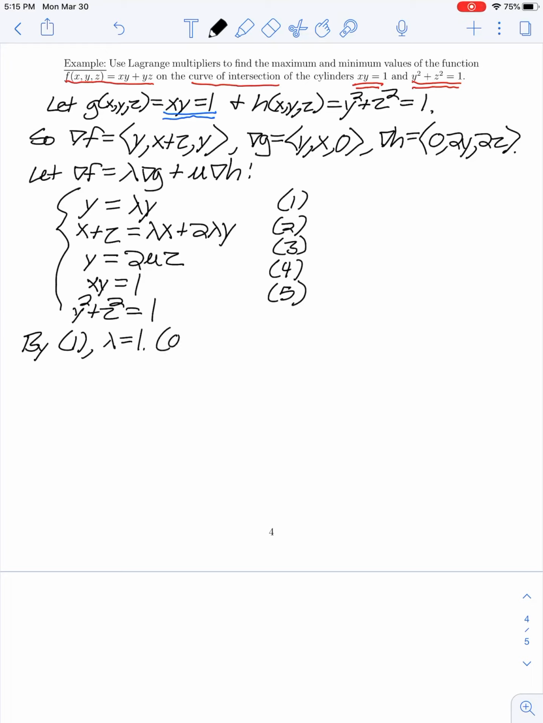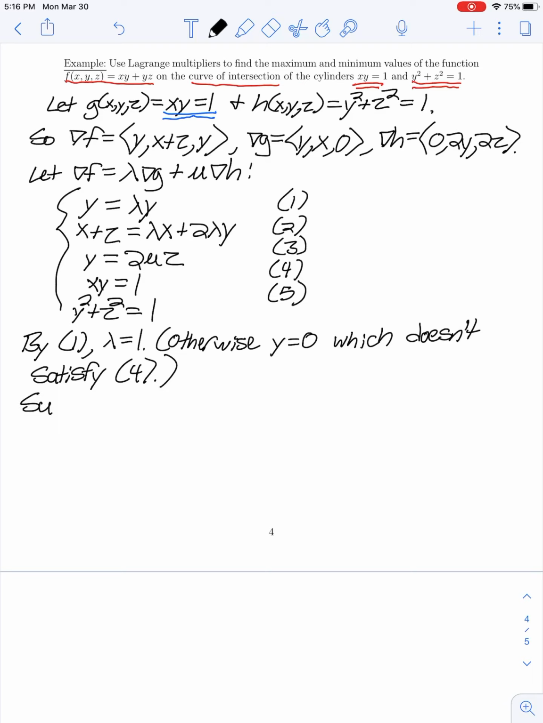So here, we can say by equation 1, we know lambda has to equal 1. The reason being, otherwise, y would have to equal 0, which doesn't satisfy our fourth equation. So using our first equation, we have lambda must be equal to 1.